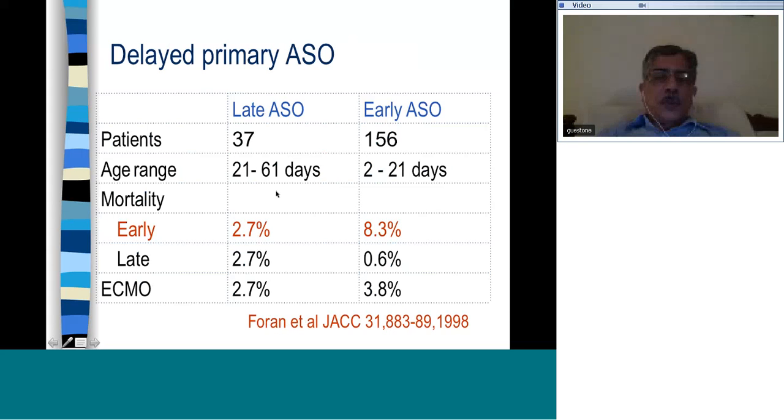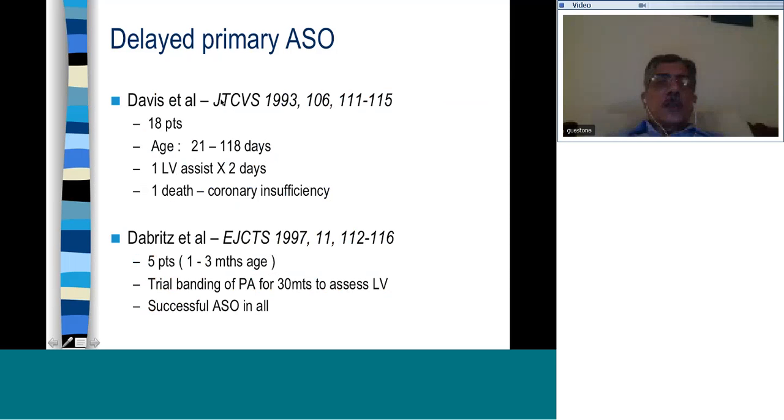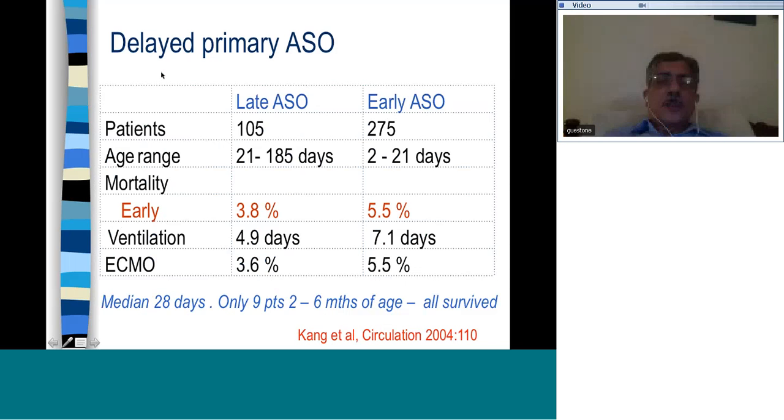And the initial experience came from the Great Ormond Street group. Oh, Rahn et al. published their initial results in 37 patients who had their arterial switch between 21 and 61 days, and they found that the mortality was actually comparable, in fact lower in the older group, with equal recourse to mechanical support. And there were other groups which published results at about the same time: Davis et al. from Melbourne, Debrunner et al. from Europe. And in these patients also it was shown that in a selected patient, the arterial switch operation could be performed much later than the neonatal period.